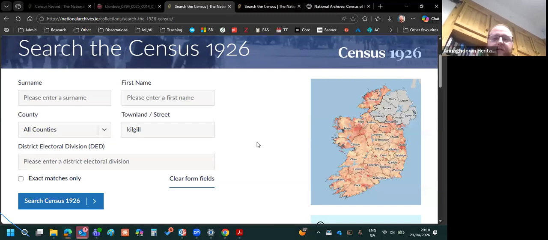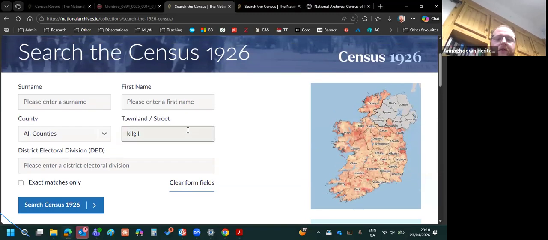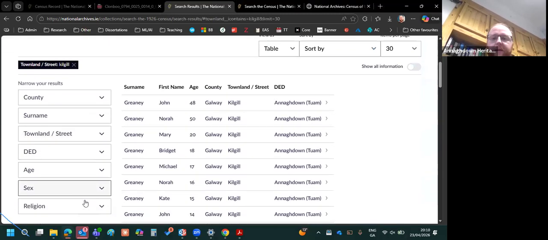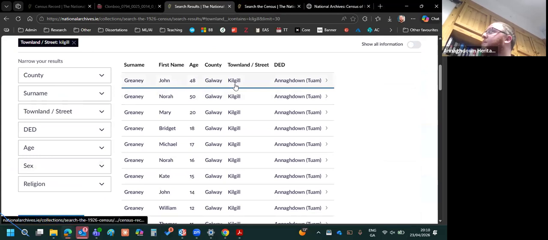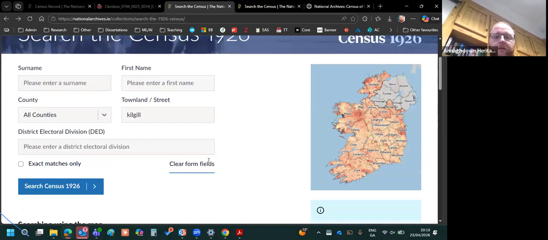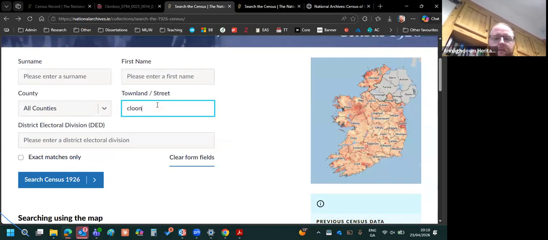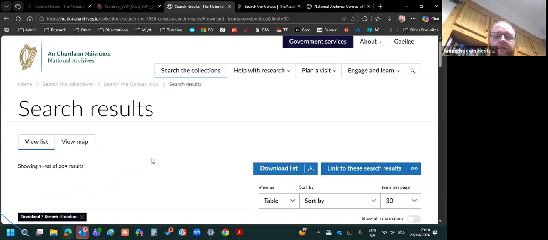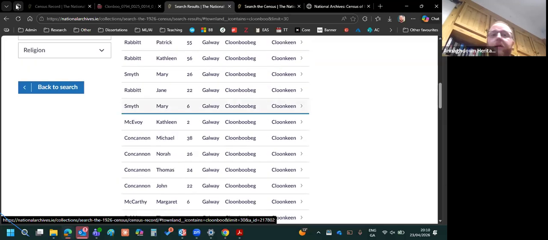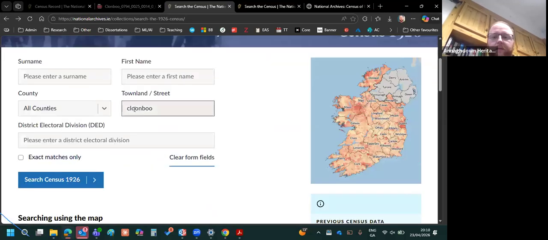So, four district electoral divisions. If you know your townland, you can go in and search. If I search for Kilgill here, I'll get a list of everybody in Kilgill. Kilgill is spelt the standard way. If I search for Clonboo with two O's, which is the standard spelling, I'm not going to find it. I'll get a different Clonboo Beg in a different DED, but our Clonboo is not there because it's spelled with one O in the first place there.